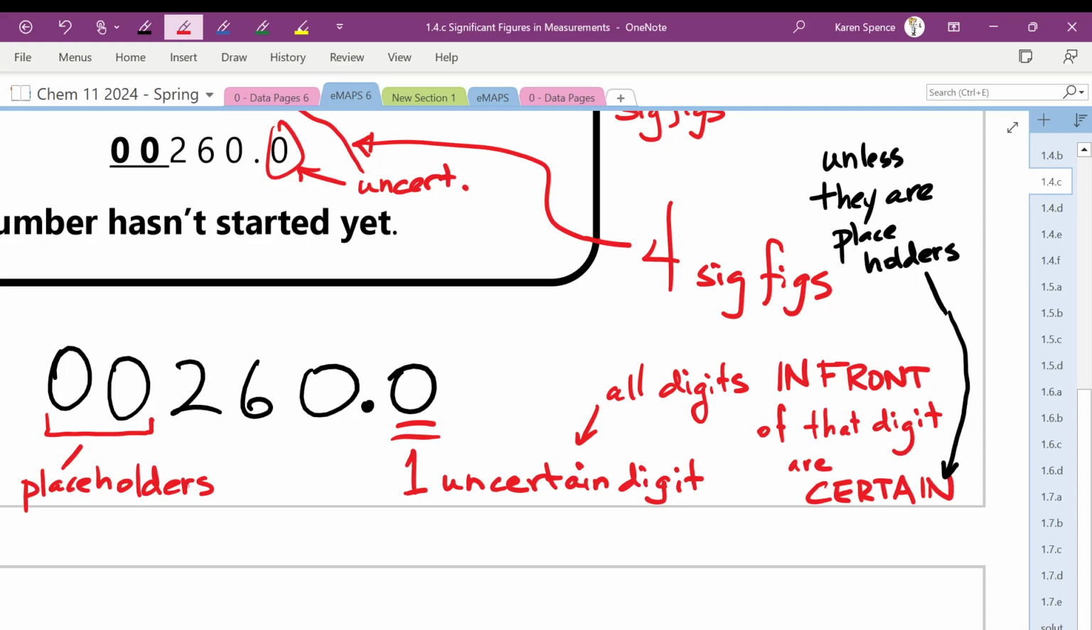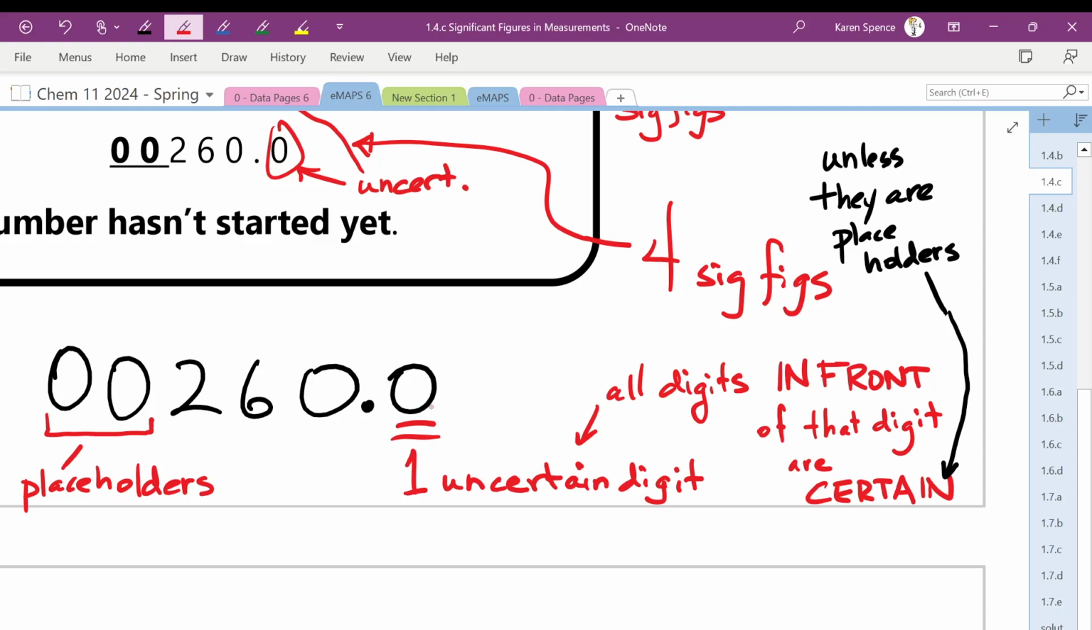The last number is always going to be your uncertain digit unless there is no decimal in the number, and we'll talk about that in a few minutes. Okay? If you have a 0.4, then the 4 is your last digit. So as long as there's a decimal in the number, your last digit is always the uncertain digit. It's a good question. So these are placeholders. Your last digit is always your uncertain digit.